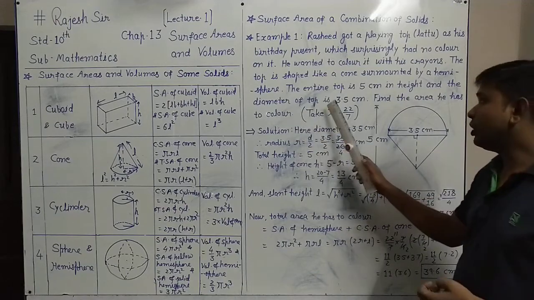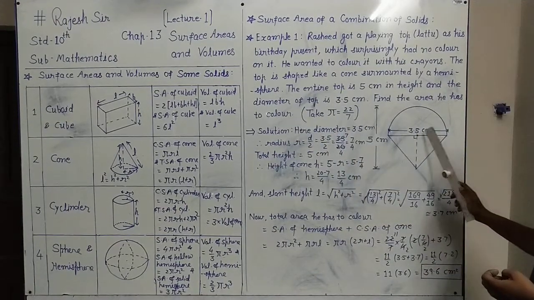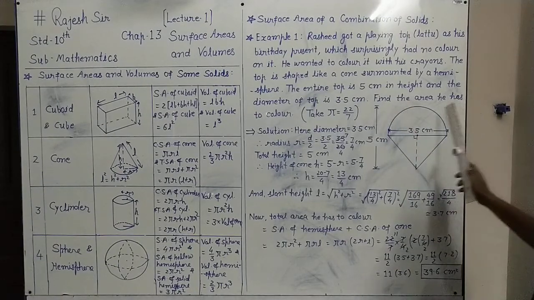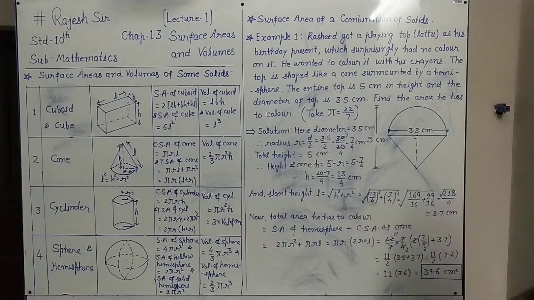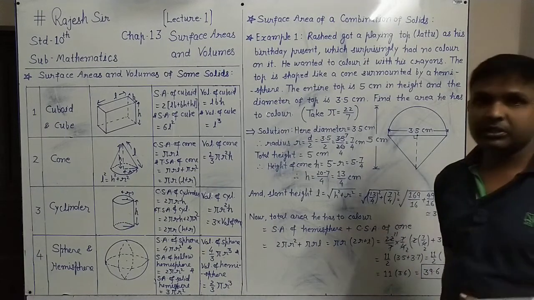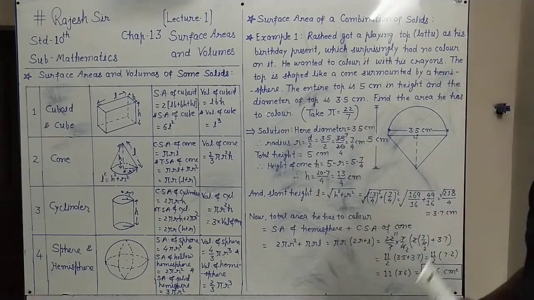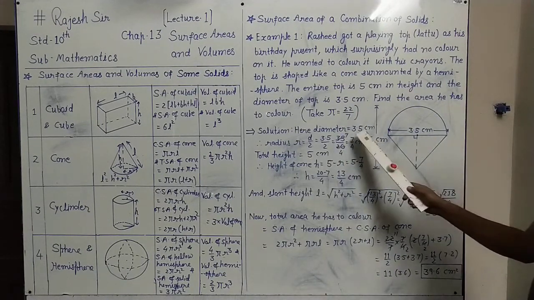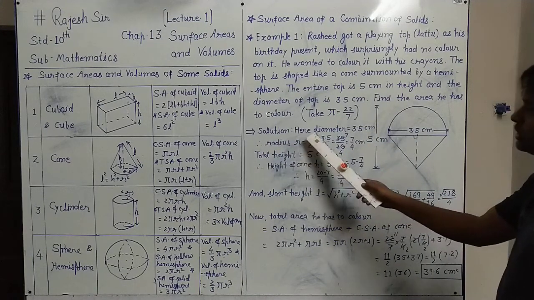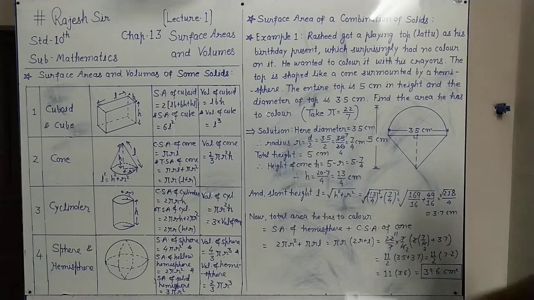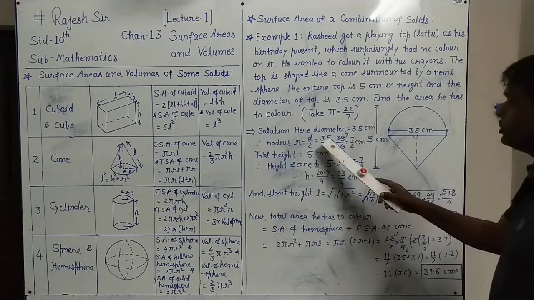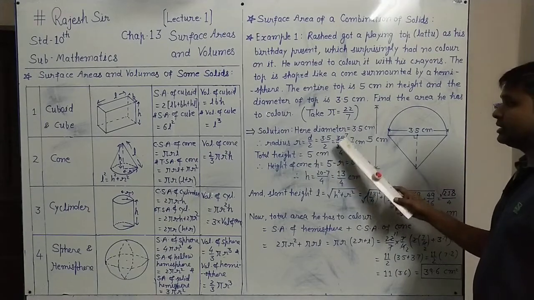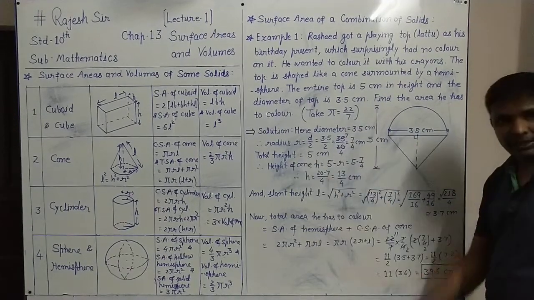And the diameter of the top is 3.5 cm. Find the area he has to color. The total area we have to find out so that he can color on it, and we have to take pi equal to 22/7. As the figure is given, the diameter is 3.5 cm. Therefore the radius equals diameter upon 2, that is 3.5 upon 2, which is 35 upon 20. Cancelling by 5, the radius is 7 by 4 cm.